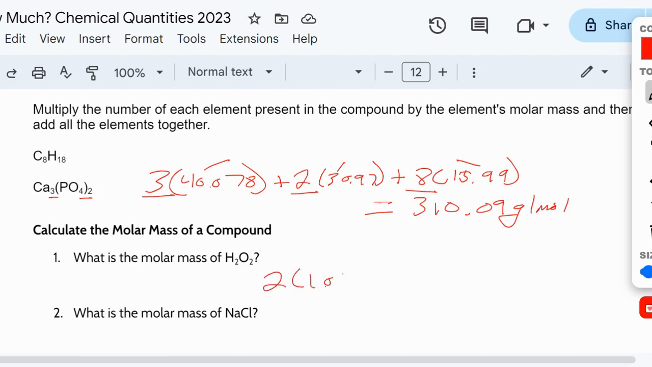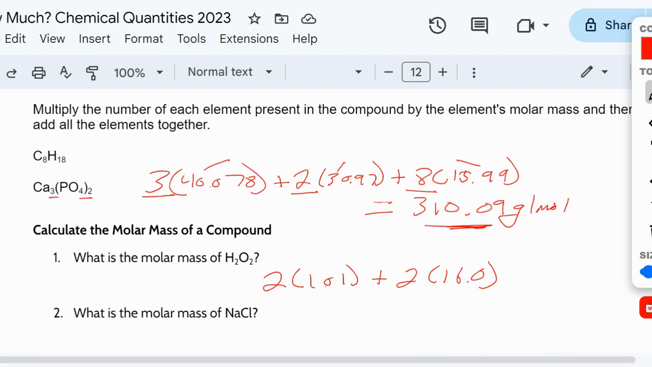2 times 1.01 plus 2 times 16.0, or 15.99 depending on what you're looking at. Okay, and what that number tells me is that if I have 310 grams of that compound, I have a mole. So I would have 6.02 times 10 to the 23rd molecules in a 310 gram sample.